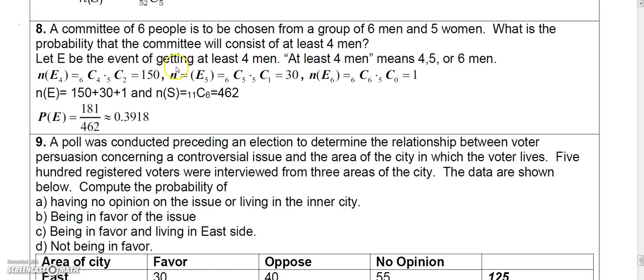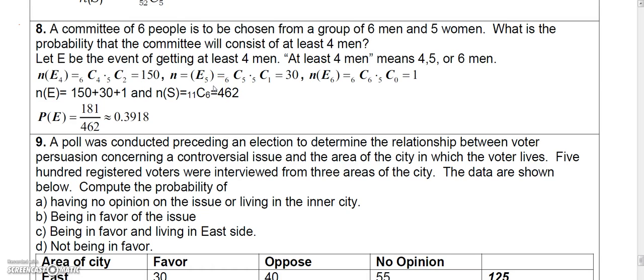Well, if you let E be the event of getting at least 4 men, think about what it means in this example. Since we're selecting 6, that means you could have 4 men or 5 men or 6 men. So you have to figure out how many ways you can get exactly 4 men. To get 4 men, that means out of the 6 men you choose 4, and out of the 5 women you choose 2. So there's 150 ways that can happen.